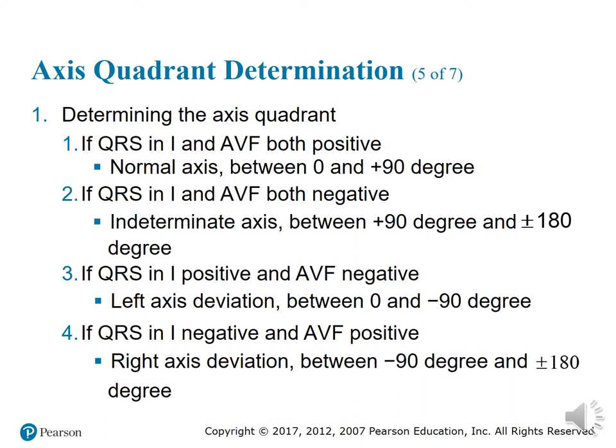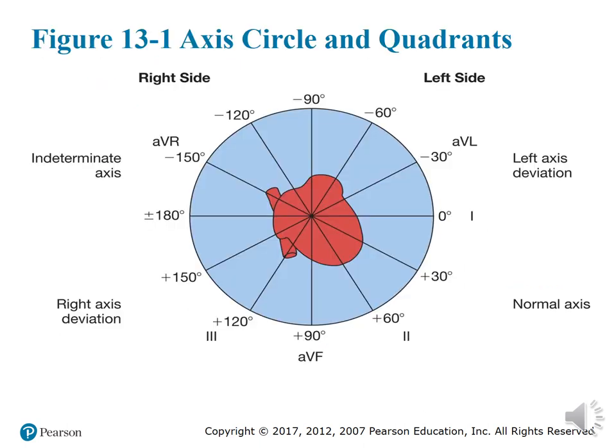Okay, if the QRS in 1 is positive and AVF is negative, that's left axis deviation, something's going on on the left side, between 0 and negative 90 degrees. If the QRS in 1 is negative and AVF is positive, that's right axis deviation, so negative 90 and 180 degrees plus, greater than or equal to 180 degrees. All right. So this is what that looks like here.